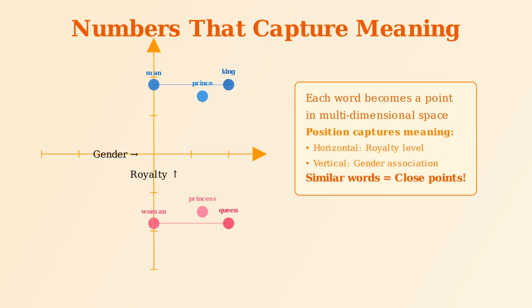In this simple two-dimensional example, the horizontal axis represents royalty, and the vertical axis represents gender. King and man are high on the gender scale, but king and queen are both high on royalty. Prince and princess sit in between. The position of each point captures its meaning. Similar words become close points in space. This is the foundation of embeddings.